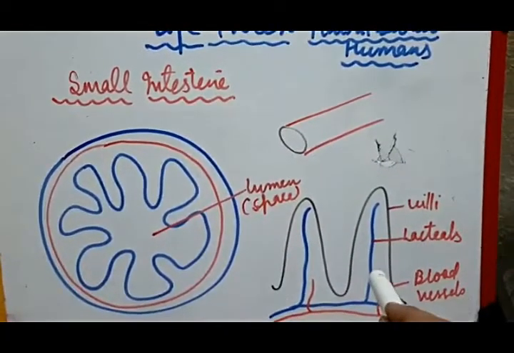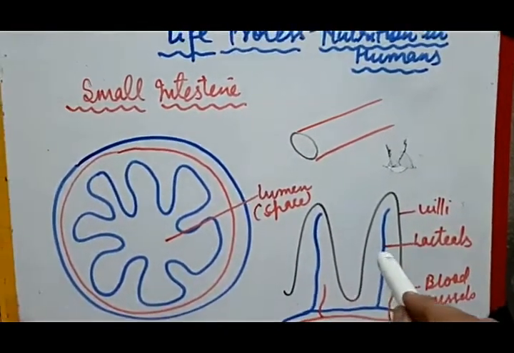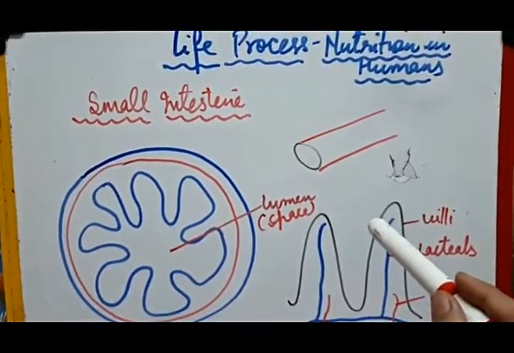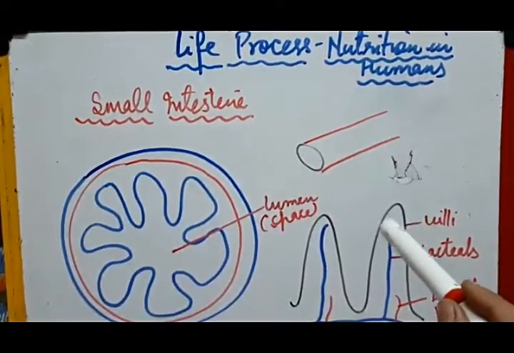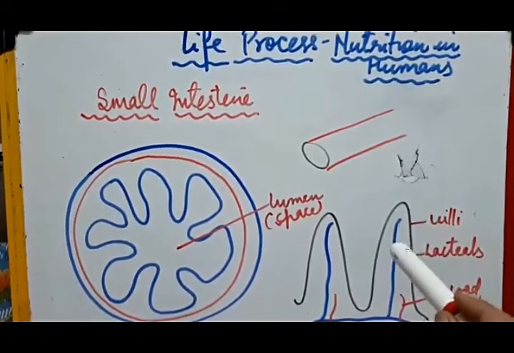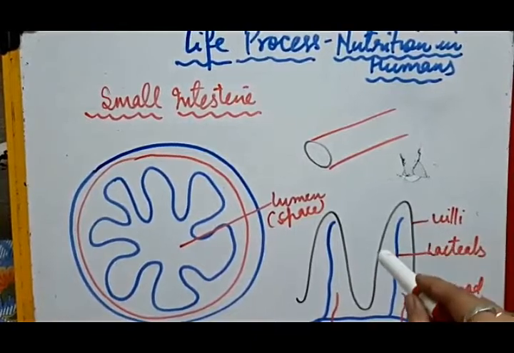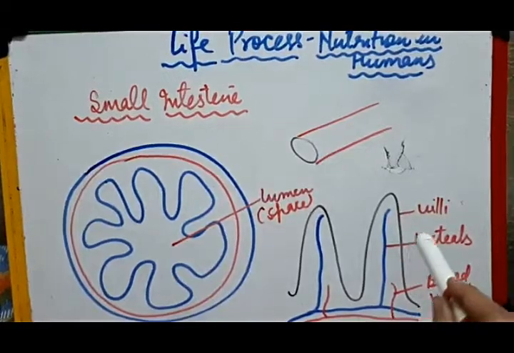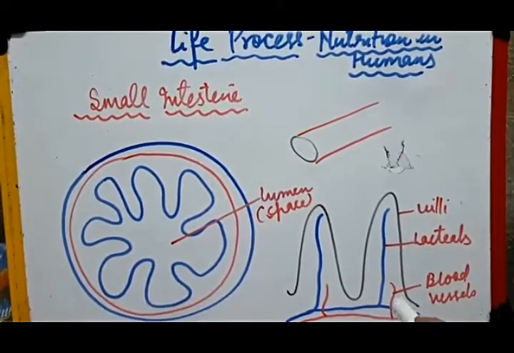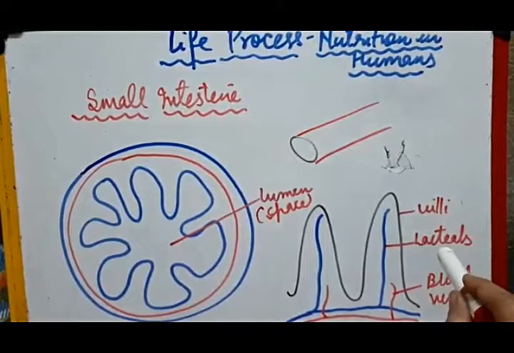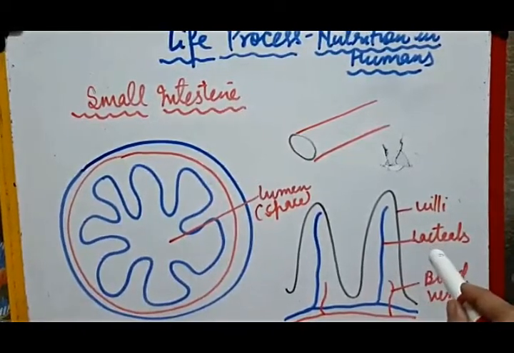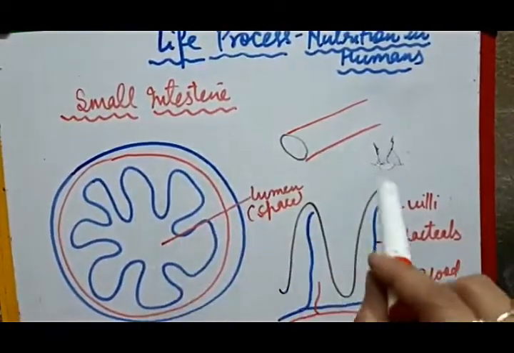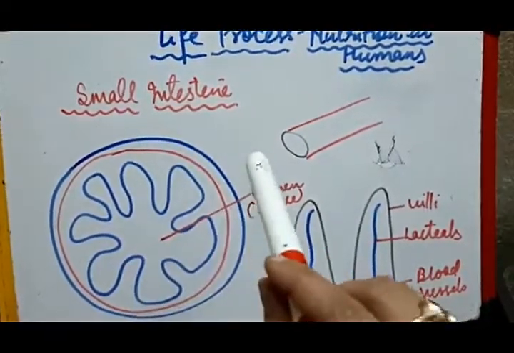absorb fat, because fat is very complex. First of all, it is emulsified, then it is converted into fatty acid and glycerol, and lastly this fatty acid and glycerol is taken by these ducts and then to the blood vessels. Now this is the complete digestion of fat. So this is the role of the lacteals. Lacteals are also called lymph ducts, and it is all about the structure of the small intestine.